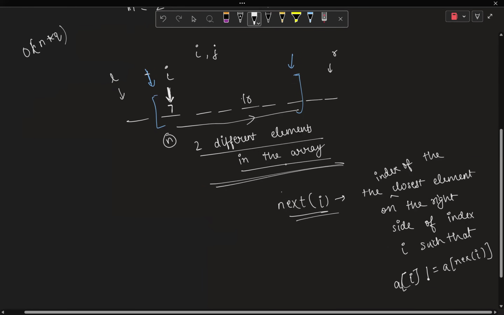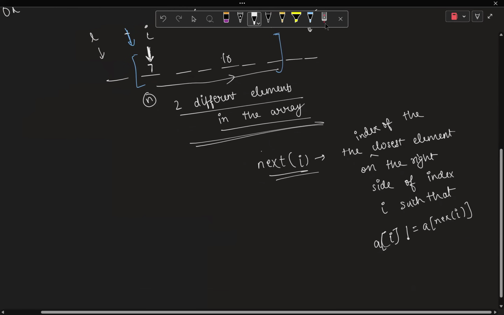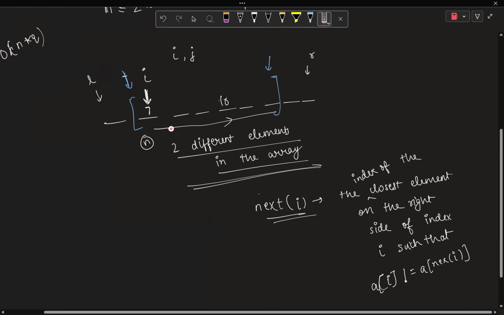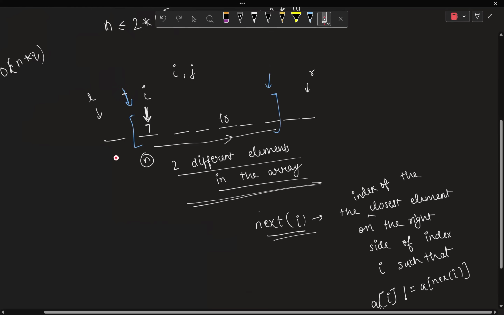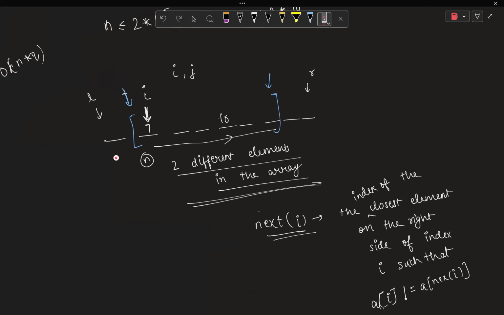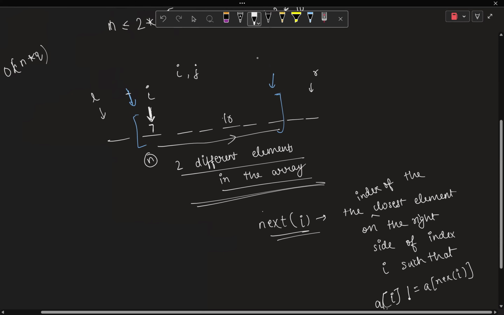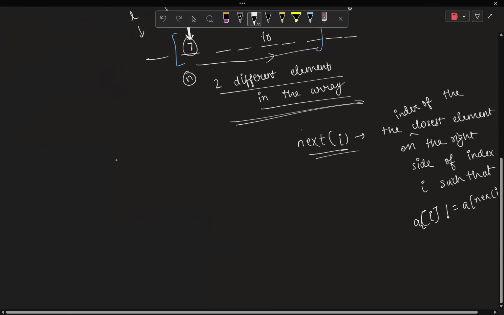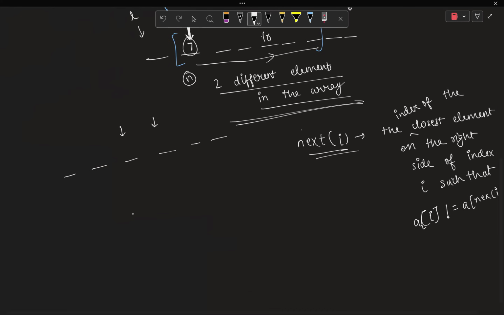Okay, so somebody said to use segment trees. Actually, no. Segment trees will just become complicated and it's overkill, even if you can do it with segment trees. The thing is, you just want to store the index of the next element which is not equal to 7. Just say that in this array you are comparing these two elements.